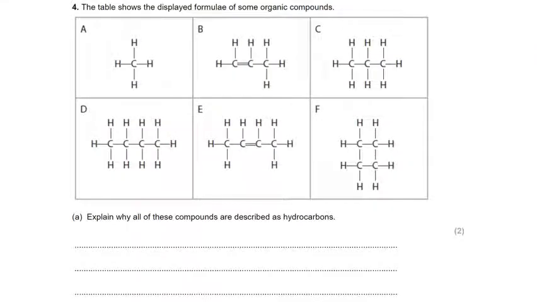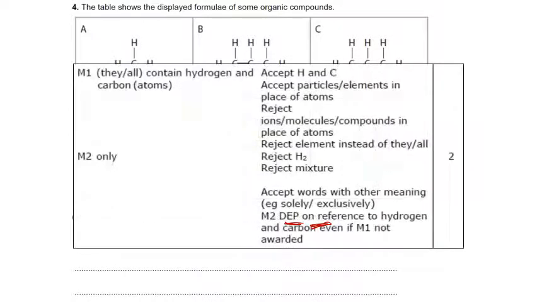The table shows the displayed formula of some organic compounds. Explain why all of these compounds are described as hydrocarbons. Now the clue is in the name here. They contain hydrogen and carbon atoms, and if you look at them, all of these molecules fulfill that criteria. But the second mark is you have to say only. So they only contain hydrogen and carbon atoms.